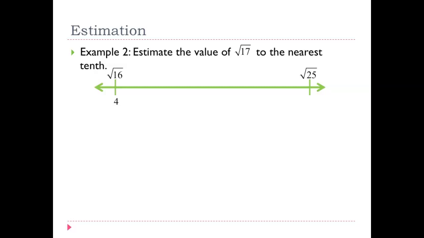Now we know the square root of 16 is 4 and the square root of 25 is 5. So we definitely know that the square root of 17 is going to be pretty close to 4. Now if we were to draw all these points in between 4 and 5, well, right halfway between would be 4.5. And so square root of 17 is going to be pretty close to 4.1.